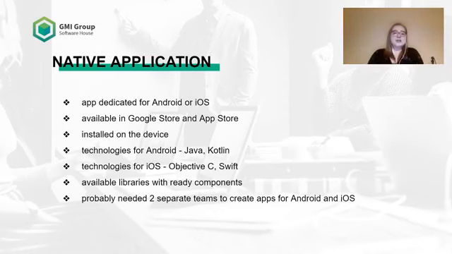Okay, so our next type is the native application. Basically, a native application is an app for platforms like Android or iOS. There are some other platforms, but we'll not talk about them today. So this is an app dedicated to just one platform. You can create an app just for Android or just for iOS, and they are of course available in their stores, so iOS in the App Store and Android in the Google Store. The app is installed directly on the device.